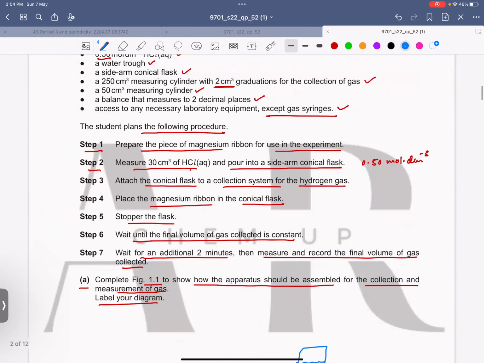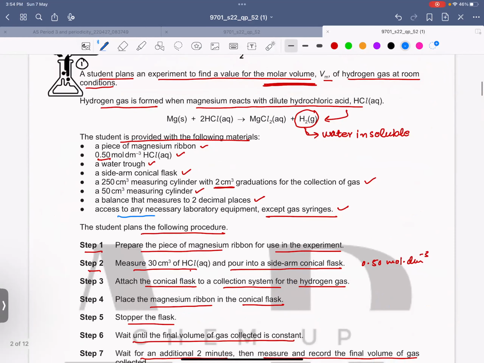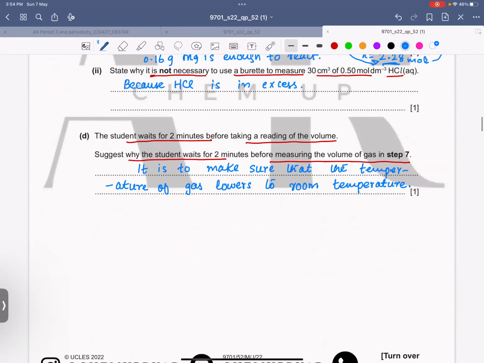See? Okay, sir. Yeah, but here they have mentioned access to any necessary laboratory equipment except a gas syringe. So yes, you can write that the temperature must reach room temperature.